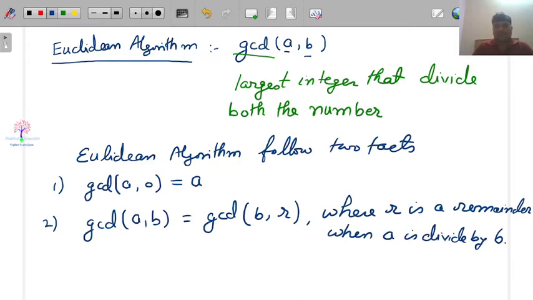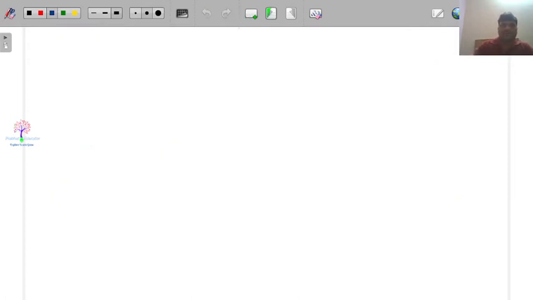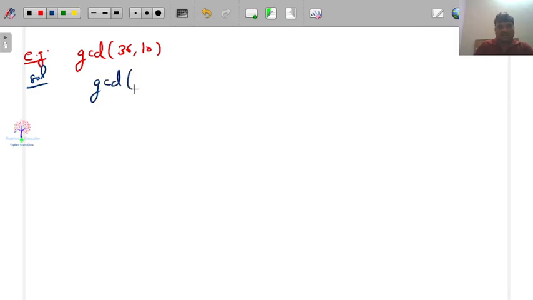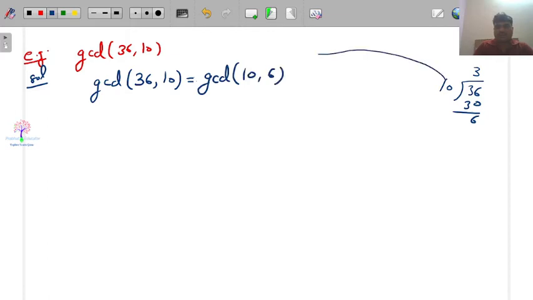So let's see some example and then we will move to the algorithm. So here is an example. What is the GCD between 36 and 10? Now move on to the solution. GCD of 36 and 10 is equal to, just divide it, 36 by 10, 3 times 30, remainder is 6. So by fact 2 we can write GCD of 10 comma 6. So this is the 10 and here you take the remainder 6.